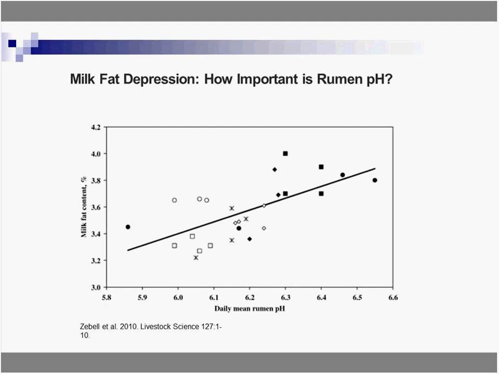Let's start on the right-hand side, where we're reducing rumen pH from 6.6 down to 5.8. Rumen pH too low, and we can put in milk fat content. A lot of scatter around the line. It's not the only thing, but the line indicates that for each 0.1 drop in rumen pH, there's a 0.1 drop in milk fat content. That's how sensitive the CLA production is to rumen pH. I think it's a big factor.